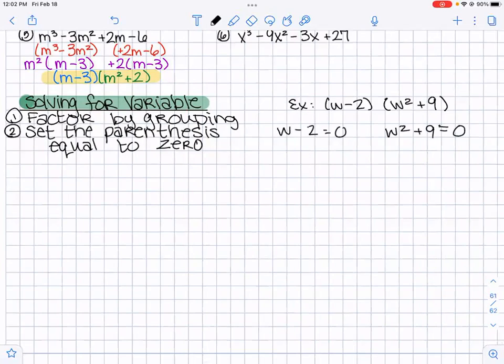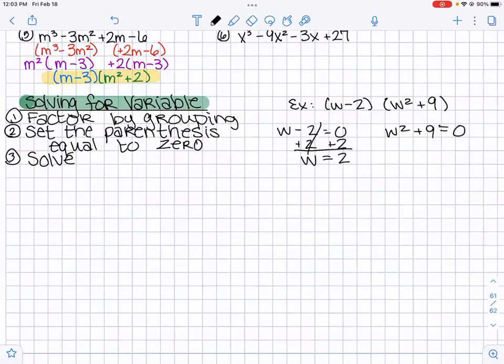Okay, so then it's just solving an equation. We've done that a million times. We know how to do this. If I want to figure out in that first equation what W is, what do I need to do? Add 2 to both sides. So then that says W equals 2. That one's done. Okay, so the third step is just solve.